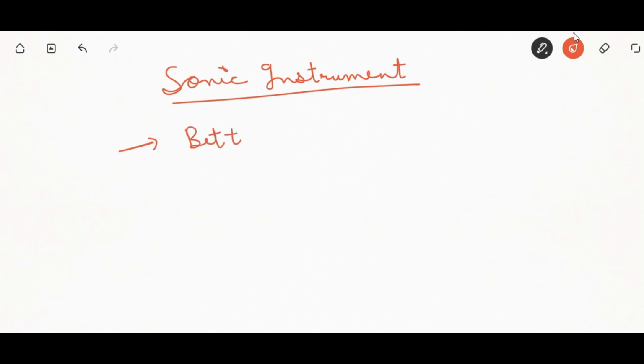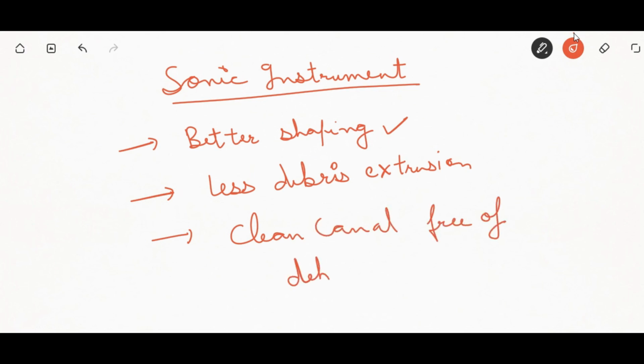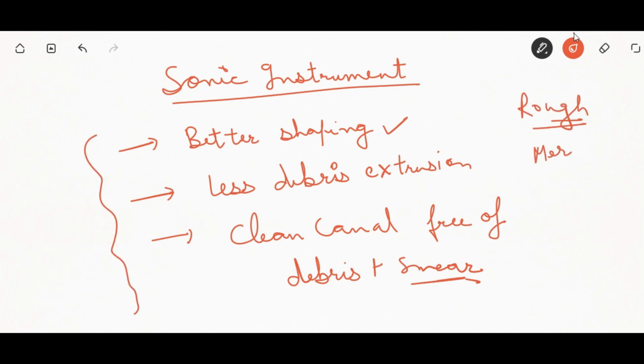There is better shaping of the canal when compared to ultrasonic preparation. Due to constant irrigation, there is less chance of debris extrusion beyond the apex. It produces a clean canal free of smear layer and debris. The disadvantages are that chances of transportation are more in curved canals, and the walls of the prepared canals will be rough.